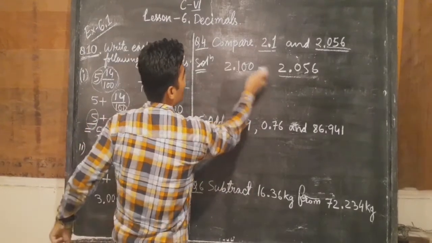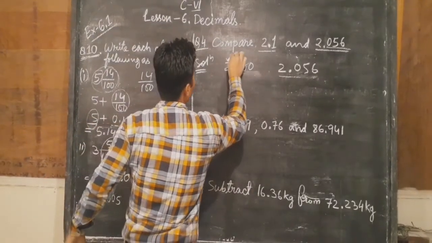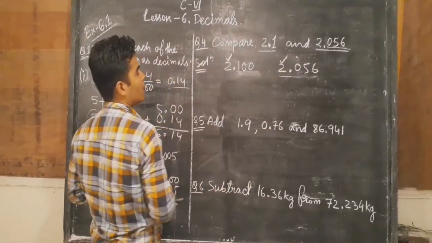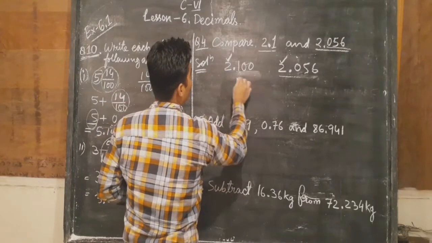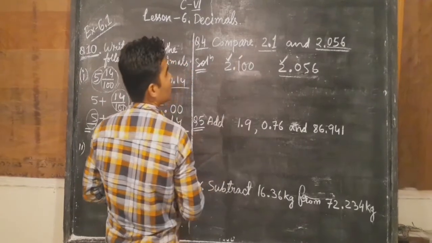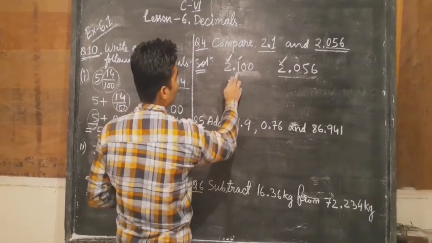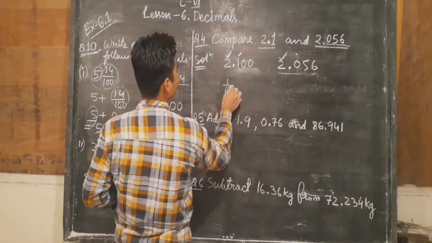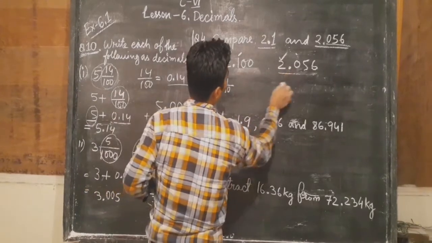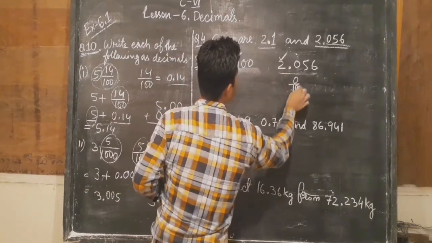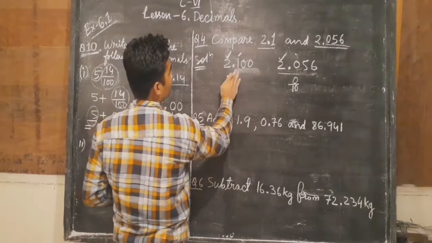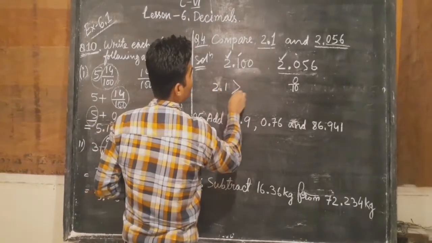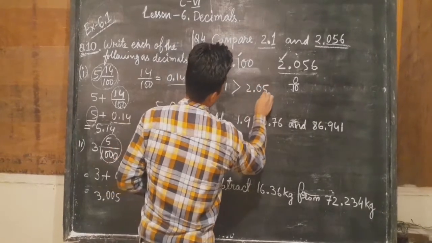First you compare the whole number part. You can see the whole number parts of these two are equal, so we cannot compare, these two are equal. Now move to the decimal part. The place value of this is what? It will be 1 by 10, but the place value of this will be what? 0 by 10. Then which is greater? Obviously this is greater. So 2.1 is greater than 2.056.